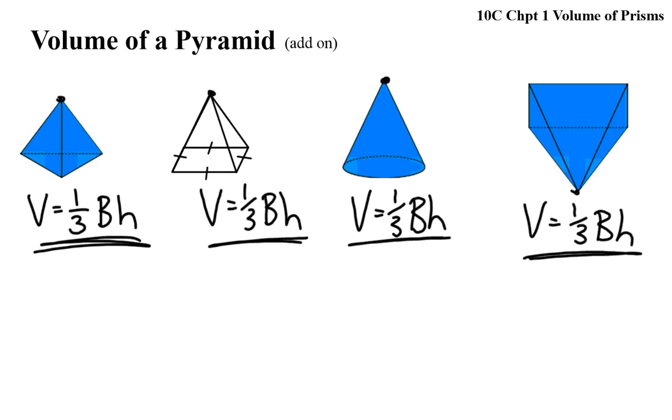It's the biggest mistake I find students make. Prisms and pyramids, they're almost the same. But if you don't have the 1/3 on a pyramid, your answer will be totally wrong. Otherwise, it's the same process.